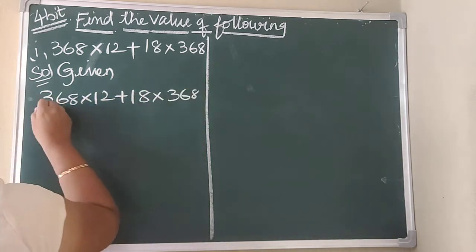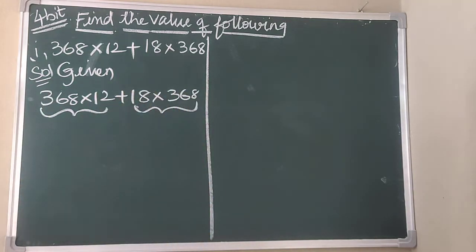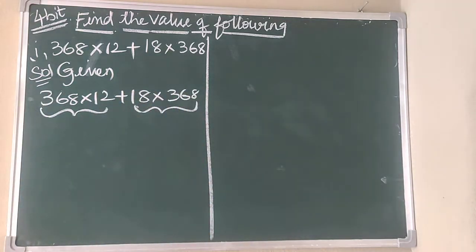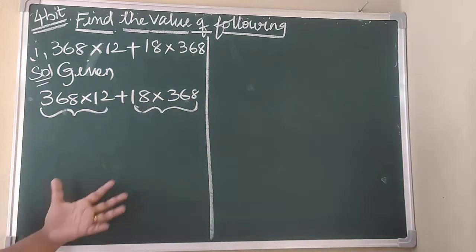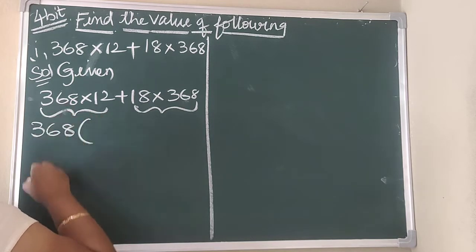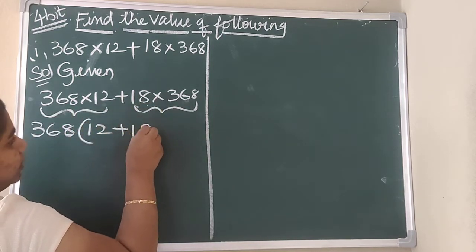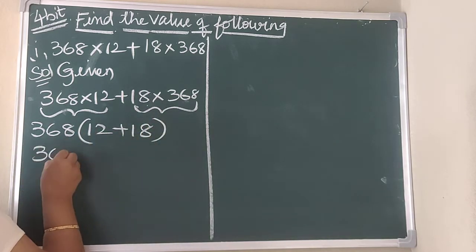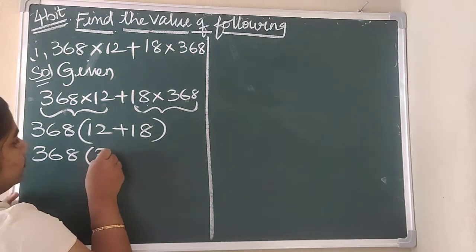So if you take these two terms, this is the first term, this is the second term. So in both the terms you are having one number as common. So what is that number common? That is 368 is common. Here also 368, here also 368. So I am taking out the 368 as common. So 368 in bracket, what is the remaining here? That is 12. Here it is 18. So 368 into 12 plus 18 will be equals to 30.